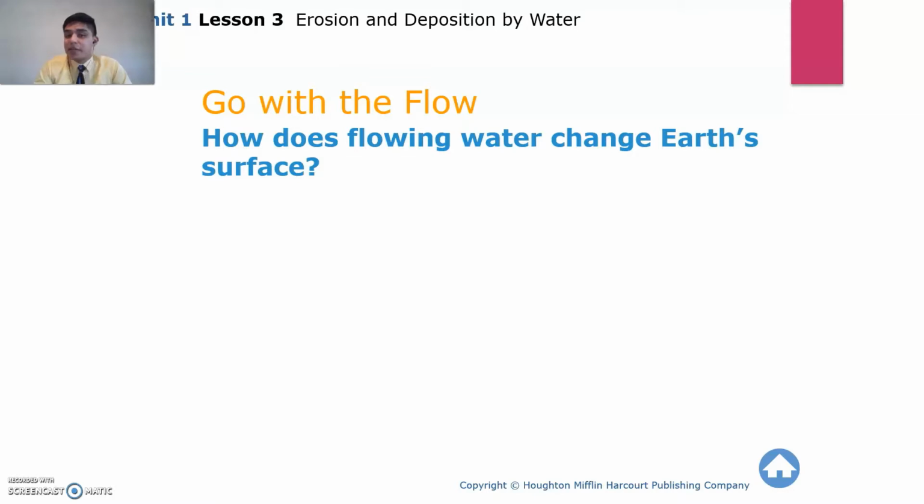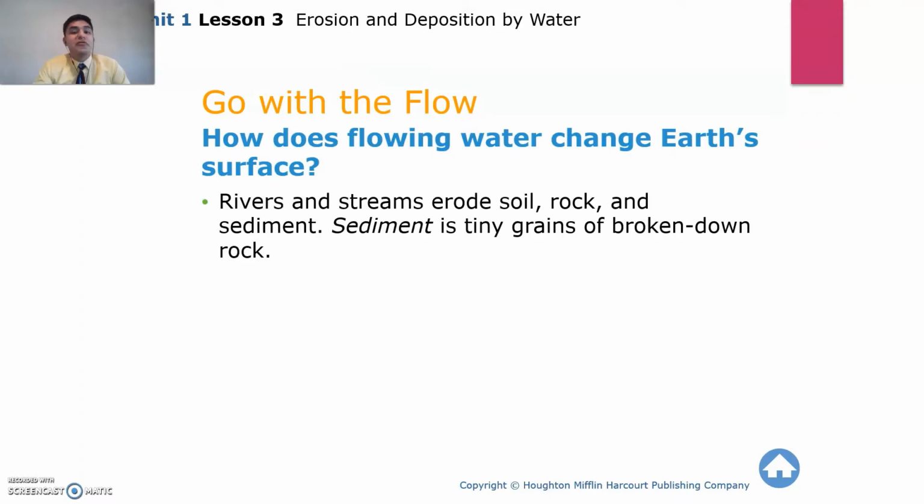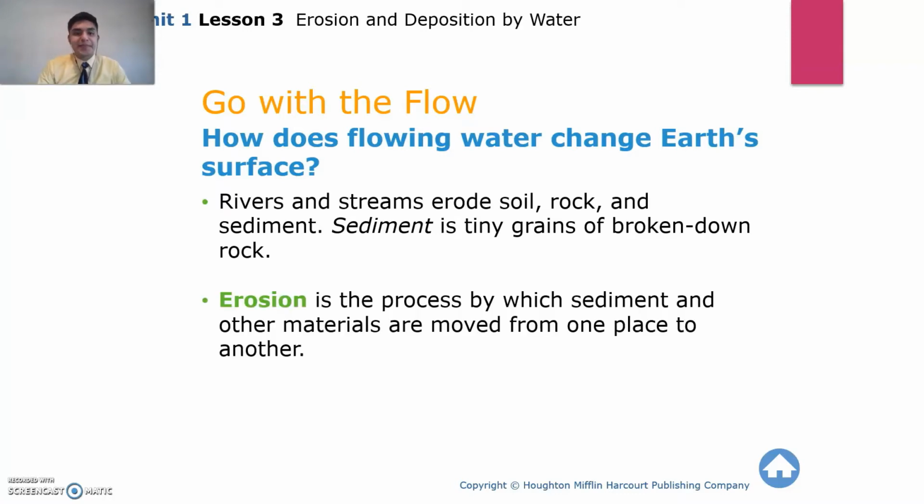And first of all, we have the question, how does flowing water change Earth's surface? So when we talk about flowing water, we can talk about rivers, we can talk about runoff caused by rain, and much more. Rivers and streams erode soil and rock and sediment. Sediment is tiny grains of broken down rock. So let's suppose that here we have a rain and it is flowing, and of course it is sort of affecting rocks around. So those little pieces of rock that go with the waves from a river are the sediments.